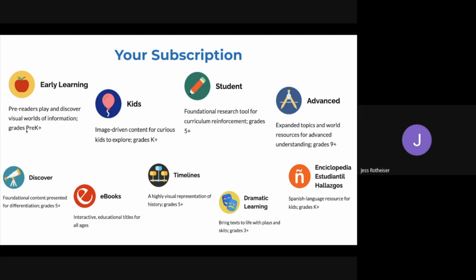They're progressive. So students would start in early learning at pre-K, kindergarten, move into World Book Kids in elementary school, then student in middle, and then advanced in high school. And then this bottom row here is kind of our supplemental databases.